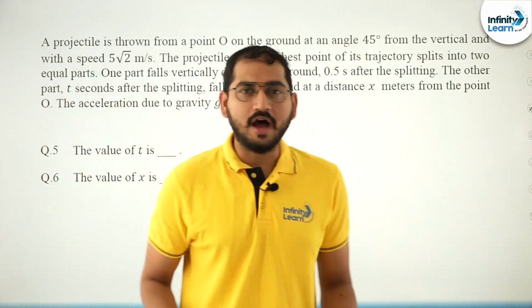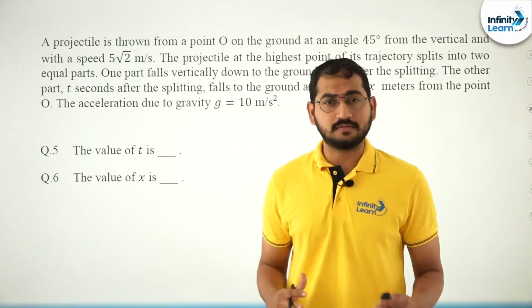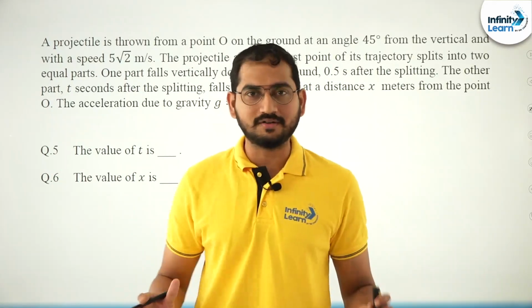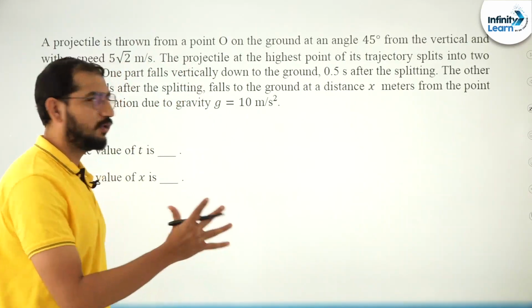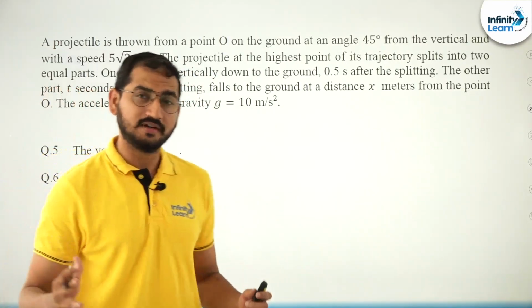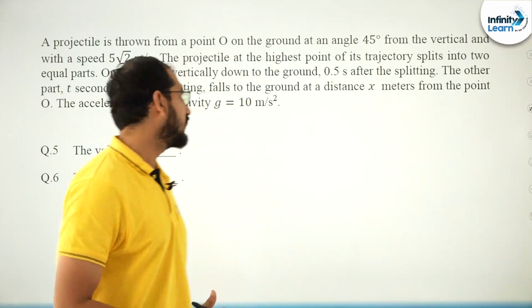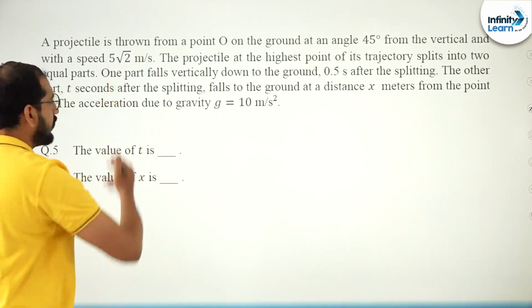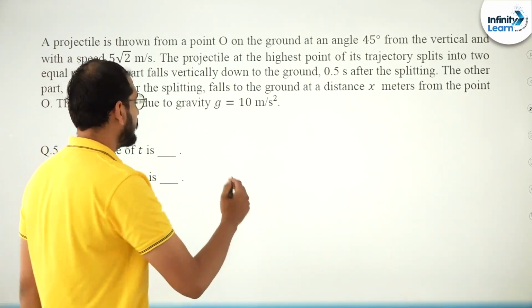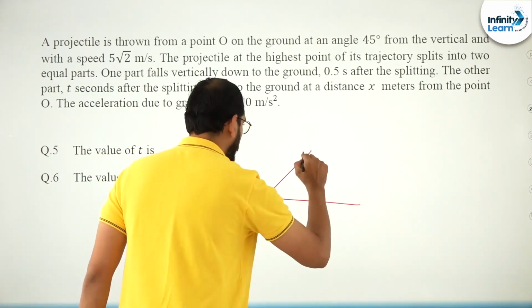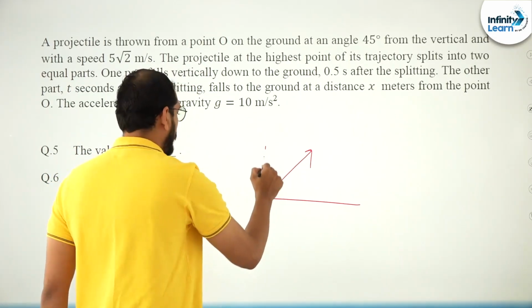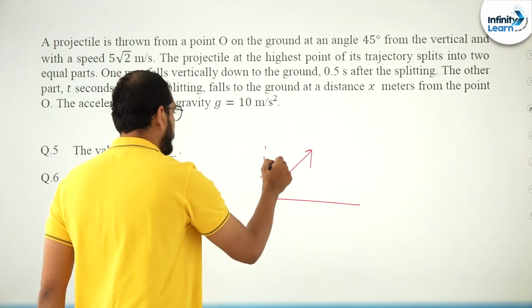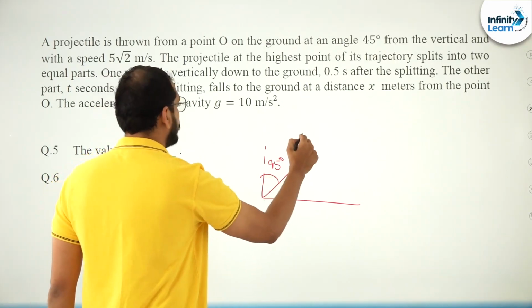Okay, students, now we are going to discuss a question which is based on motion in a plane. This question is a combination of projectile motion and conservation of momentum. The question says that we have a projectile and we are going to throw this projectile at an angle of 45 degrees and with a speed of 5√2 meter per second.